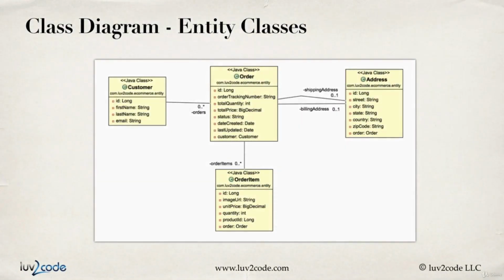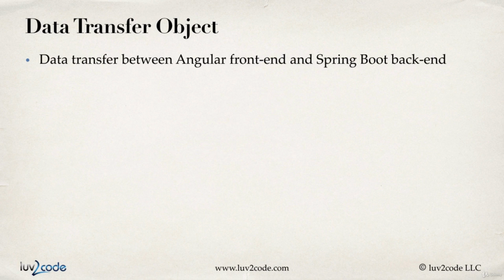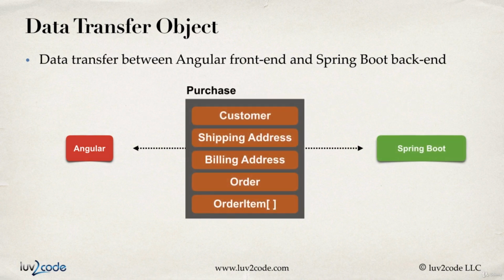And then as far as the class diagram, we'll create these JPA entities here. So we'll have a customer that has 0 to many orders. An order has shipping address, billing address, and also an order has a collection of order items. We'll also make use of a data transfer object, basically for transferring data between the Angular front end and the Spring Boot back end. So we'll send data over the REST API, and we'll make use of this data transfer object called purchase. And this is something that we'll create. So this purchase will have a reference to the customer, shipping address, billing address, order, and a collection of order items.